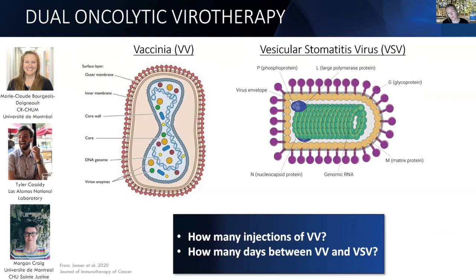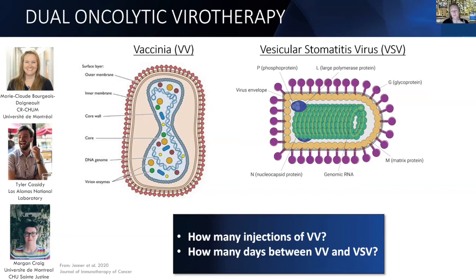So we had two main questions that we were focusing on. We've got these two viruses, one's called vaccinia and one's called vesicular stomatitis virus, or VSV. We wanted to know how many injections of vaccinia, or VV, should you be giving a patient? And then how many days do you need to wait before you give the VSV injection?